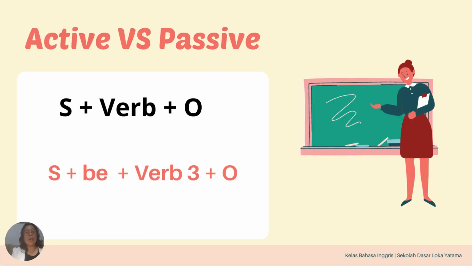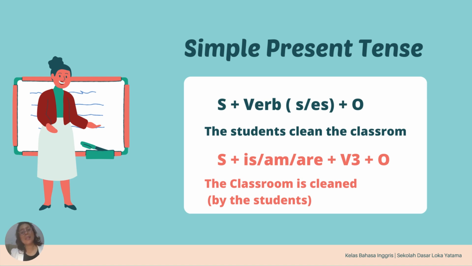In active, we always use the verb depending on the tenses, but for the passive one, the verb must be in verb three. Okay, before that we put be before the verb. Okay, here is how we make the sentence in passive by using simple present tense.